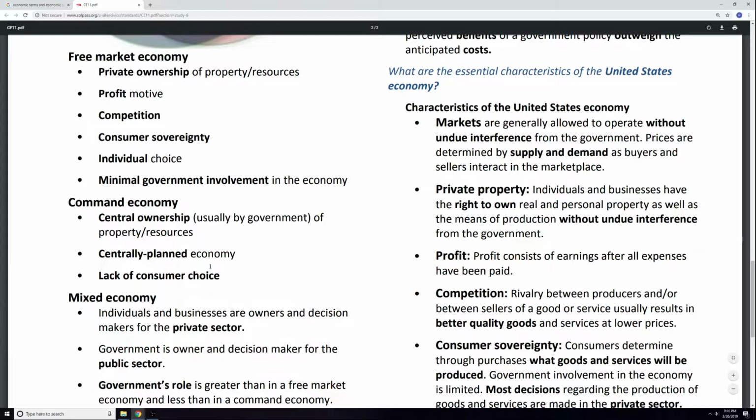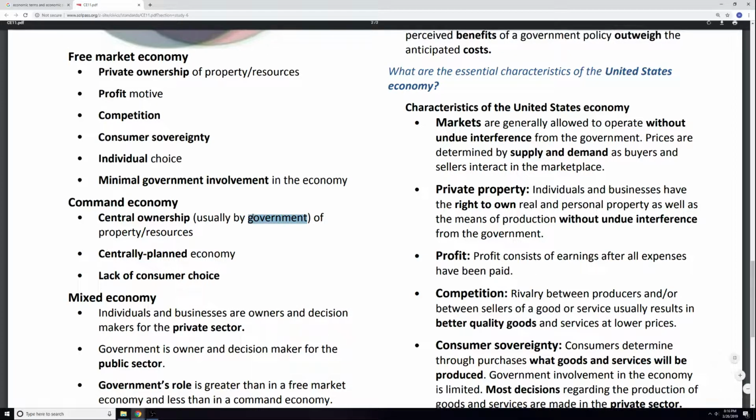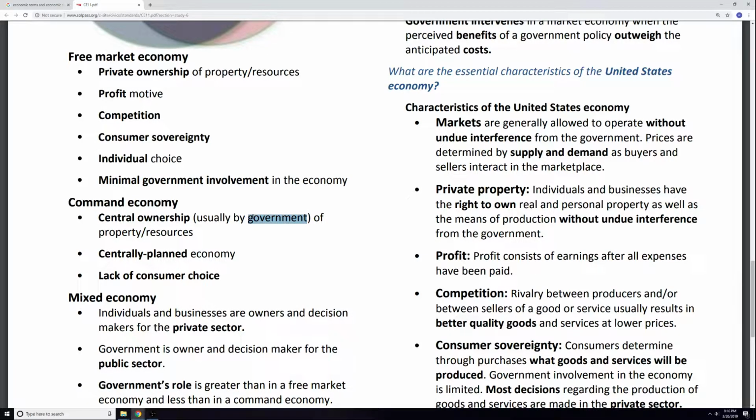So then we have command economy. You asked about central ownership. Central ownership is just a fancy way of saying government. I'm not going to get into all the technical differences. Just know that we're basically saying government owns everything. Central ownership, so the government's going to be in charge. They're going to own your property and your resources. They're centrally planned, government planned. Just replace the word central in your head with government, and it'll help you out here.